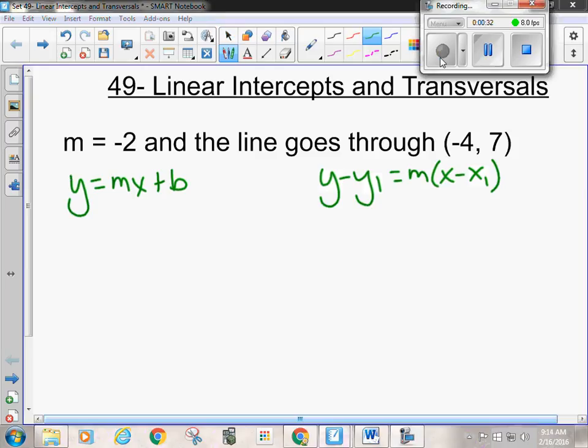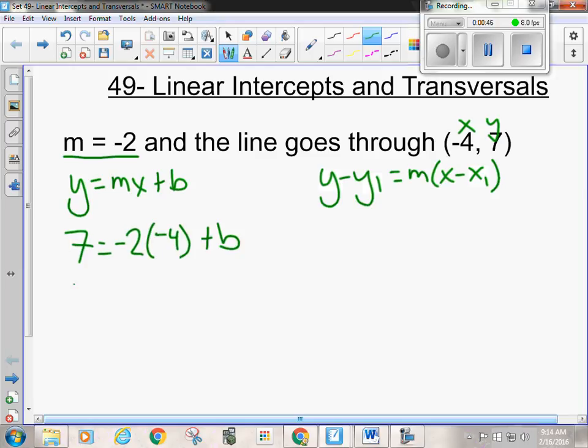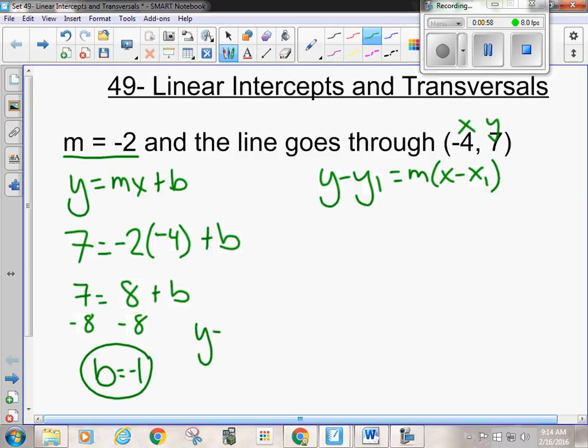All right, so let's go ahead. We have our x and our y. We're going to plug in. So 7 goes in for y, -2 in for our slope, -4 for our x, plus b. We get 7 equals 8 plus b. I want b by itself because that's my y-intercept. So I'm going to subtract 8 from both sides. So b equals -1. So if I plug it back in, I have y equals -2x minus 1.